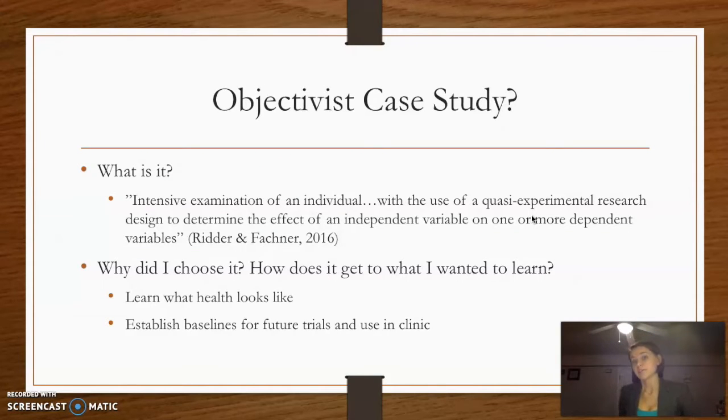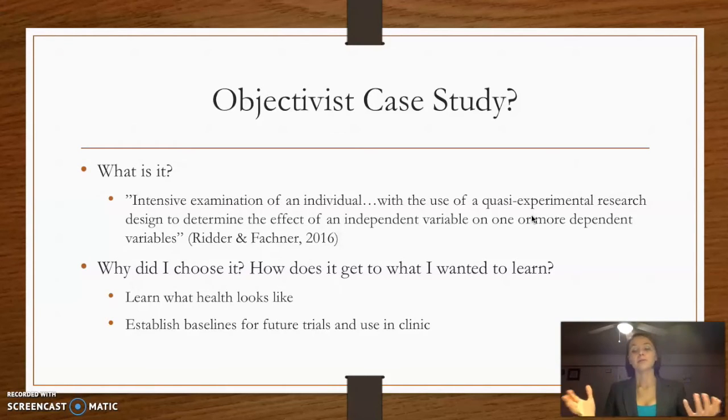So, what is an objectivist case study? Well, it's an intensive examination of an individual with the use of quasi-experimental research designed to determine the effect of an independent variable on one or more dependent variables. Basically, you take one person, being me, put them in a room, and take data.